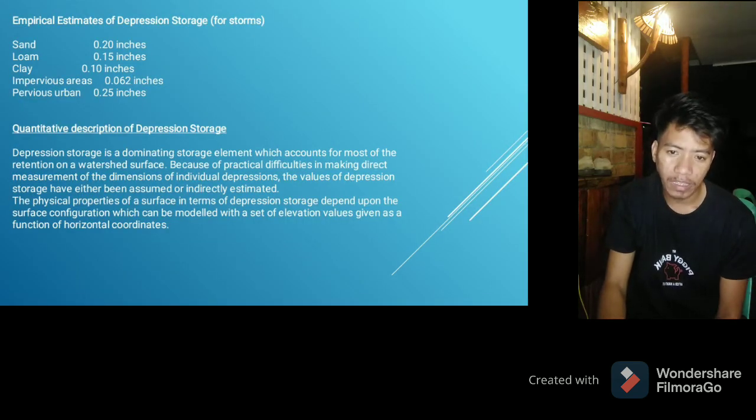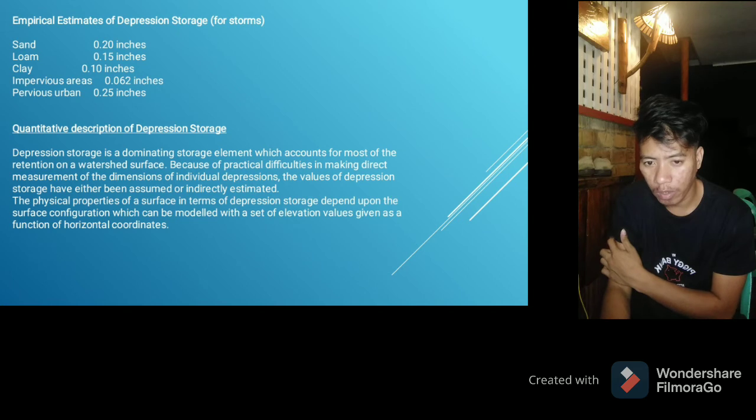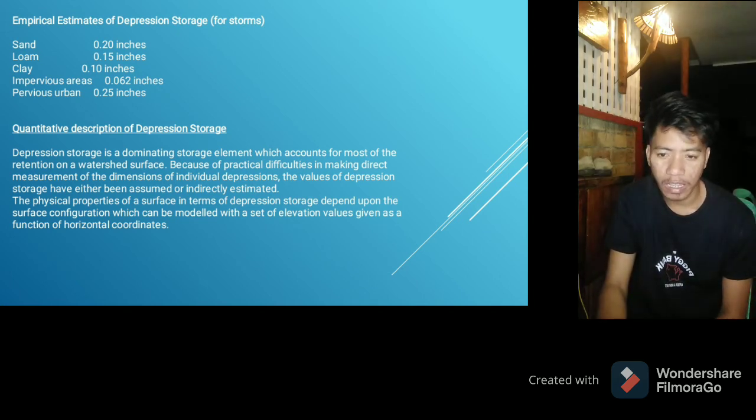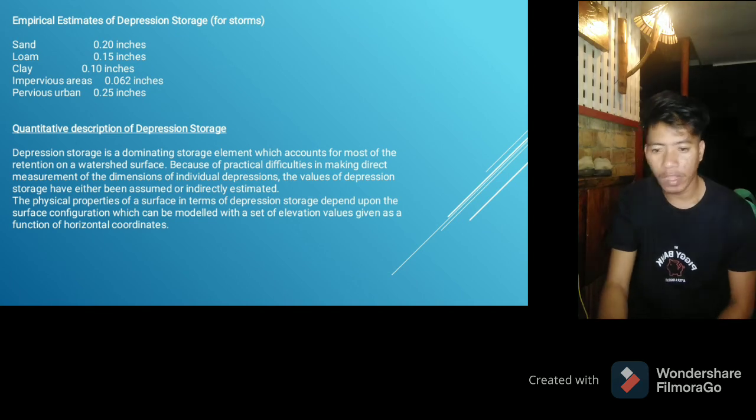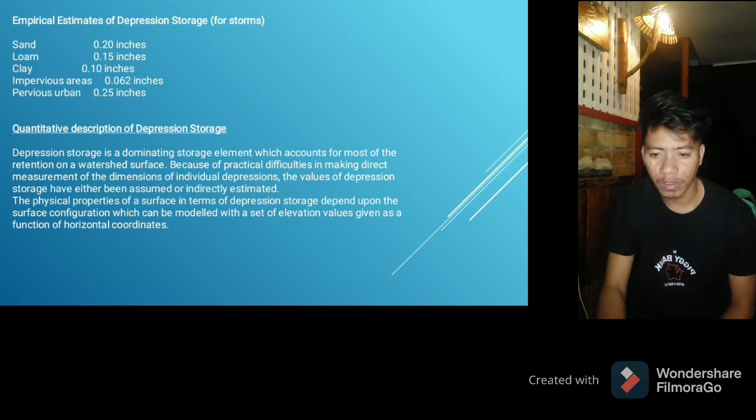Empirical estimates of depression storage for storms. For sand, as mentioned before, it is 0.2 inches, loam 0.15 inches, clay 0.10 inches, impervious area 0.062 inches, pervious urban 0.25 inches. Now, the quantitative description of depression storage.